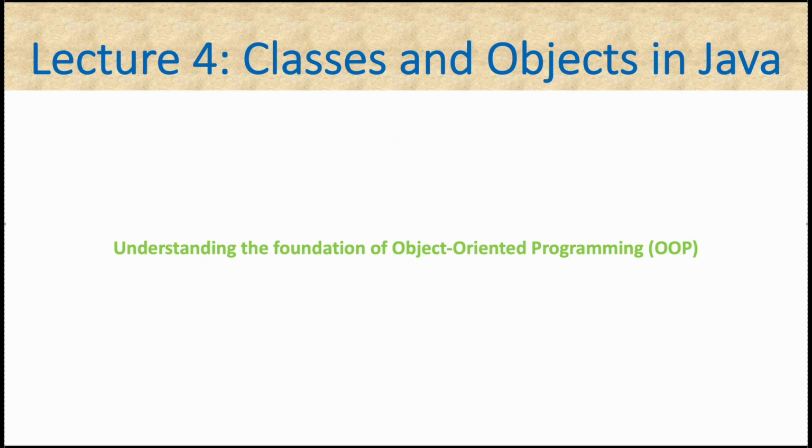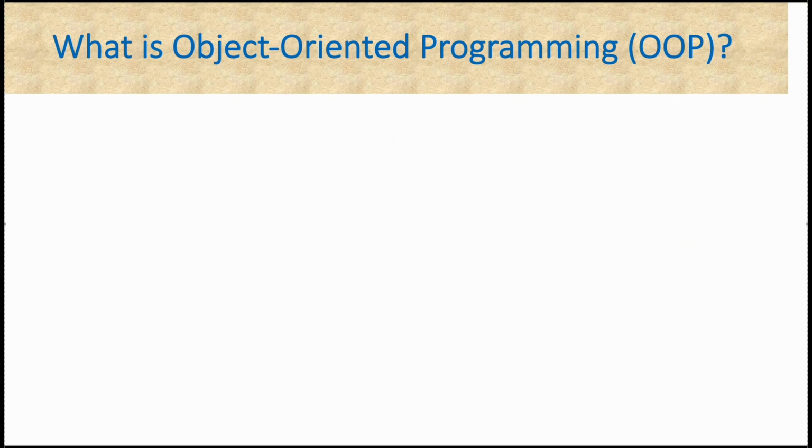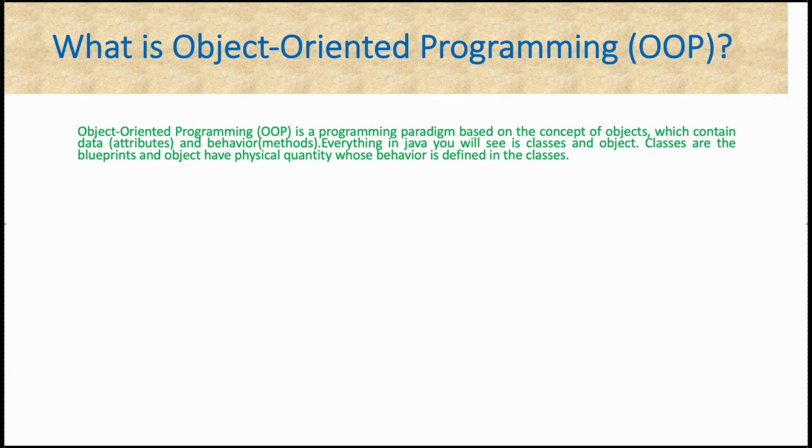Lecture number 4, classes and objects in Java. What is object-oriented programming? First of all, we need to understand this. Object-oriented programming is a programming paradigm based on the concepts of objects which contain data or attributes and behaviors, or you can say methods. Actually, methods define what to do with the data. It manipulates the data inside the class.